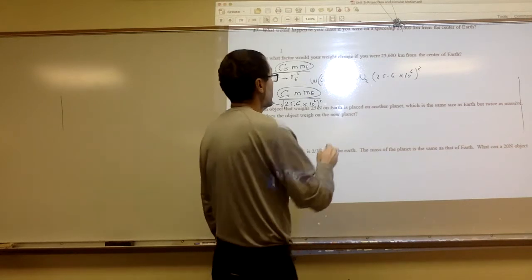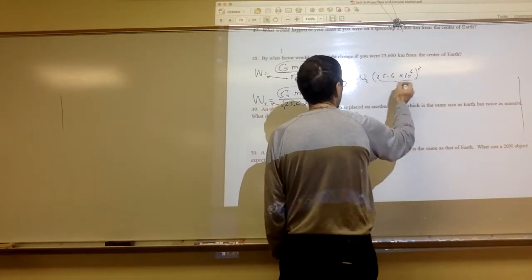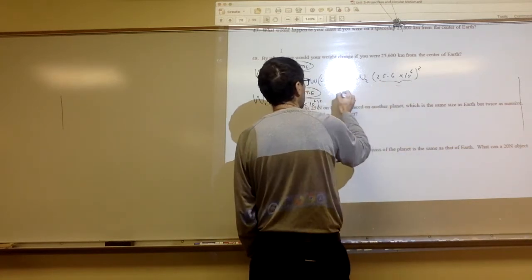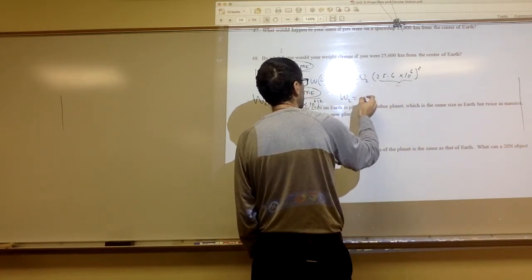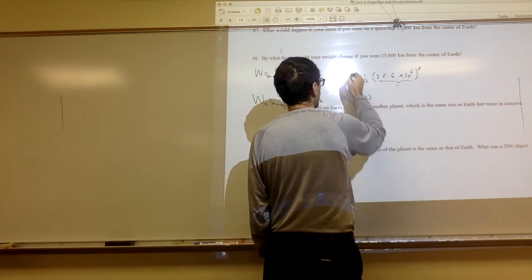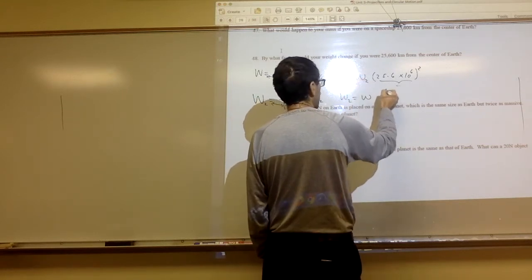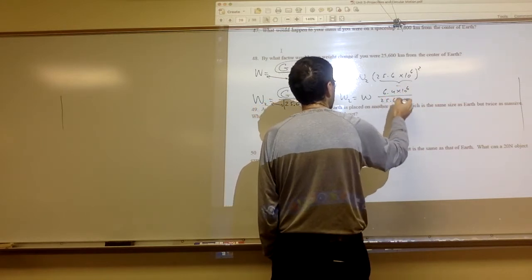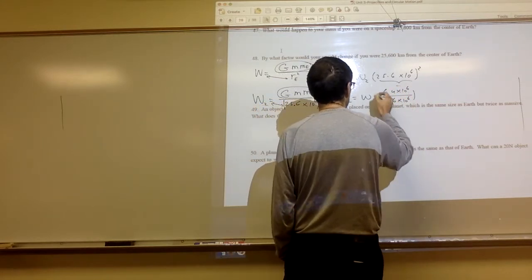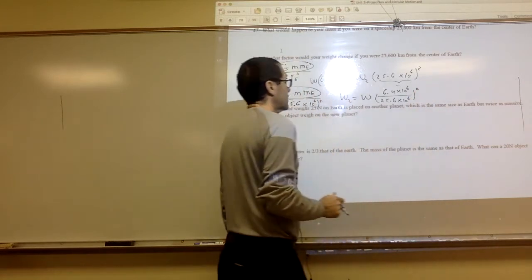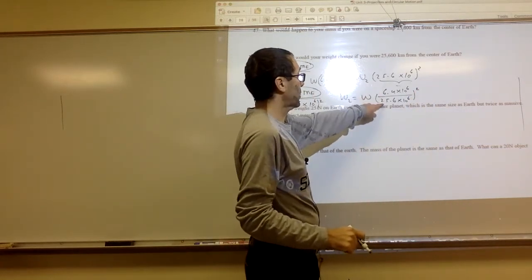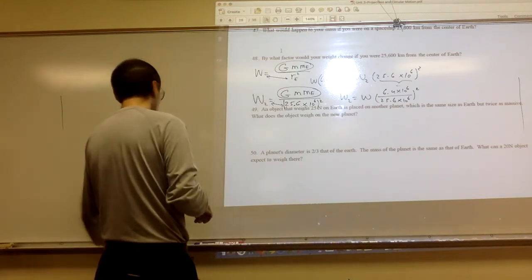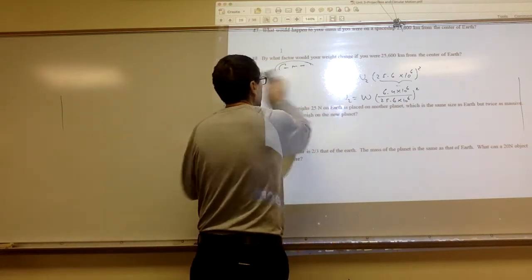Now you probably noticed, or you can do the division, this is 4 times the radius of the Earth, but you don't have to see that. So I can say that W2 is equal to W times, this is a square here, 6.4 times 10 to the 6th over 25.6 times 10 to the 6th, and I'll square the whole thing. So this is a ratio of 1 to 4, so your weight will be 1 over 16 as much as what it is on Earth. Now here's the quicker way.